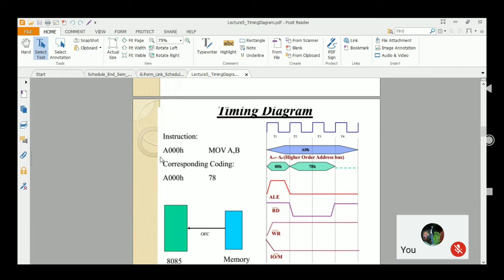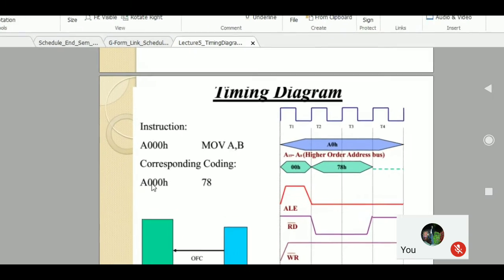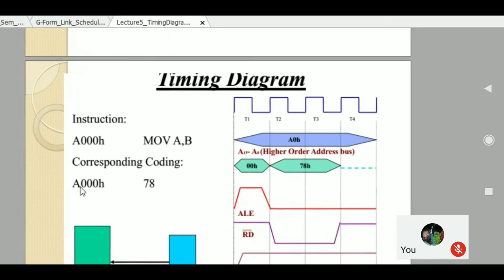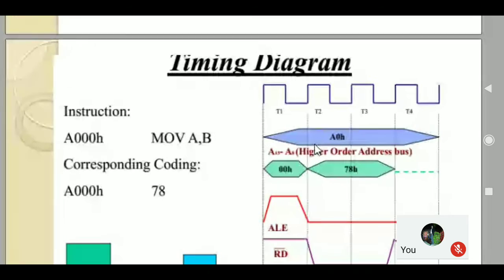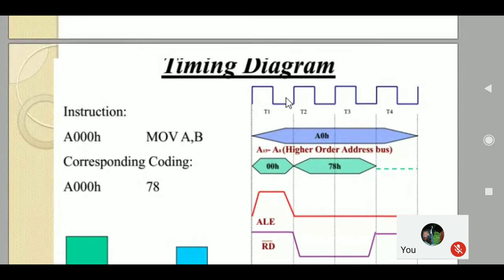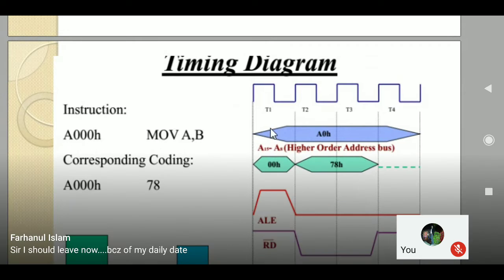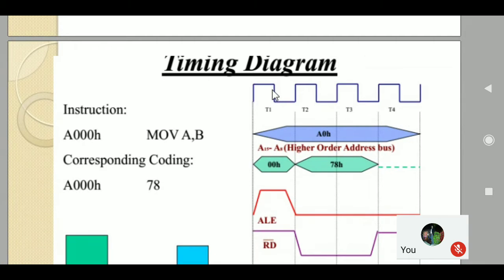So for the higher order address, A0 will be put as a higher order address. This higher order address will go to the higher order address bus. A0 will go to the higher order address bus. This is my higher order address. How are we going to put it in my timing diagram? First T1, from high to low.